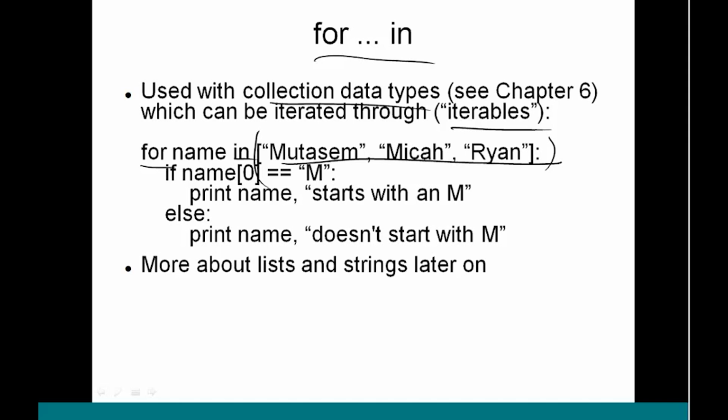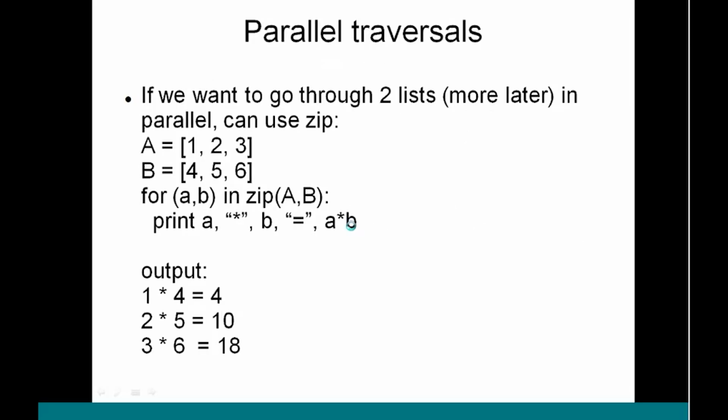And if the first letter, which is denoted as name 0, is M, then we print starts with M, including the name. Otherwise we print name does not start with M. So this prints for Motasem and Mika the first one, and then for Ryan it prints the next one. We'll learn about some of these lists and strings in the later part of this lecture.